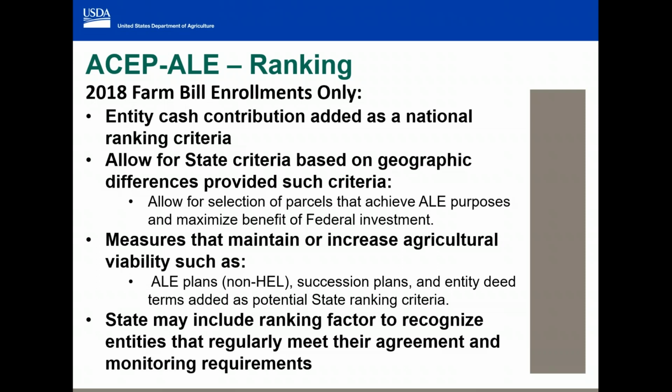So those now may include things like ALE plans that the entity elects to develop, like Matthew just discussed. May also include things like succession plans, certain entity deed terms, and again, those are going to be the specific questions that are drawn out at the state level to address these potential optional criteria. And then consistent with the ranking criteria previously, now just identified in the regulation that the states can also include a ranking factor to recognize entities that regularly meet their agreement and monitoring requirements.